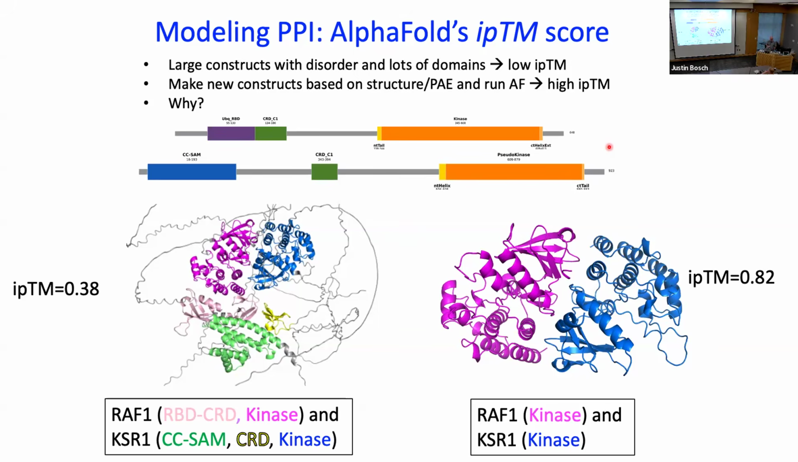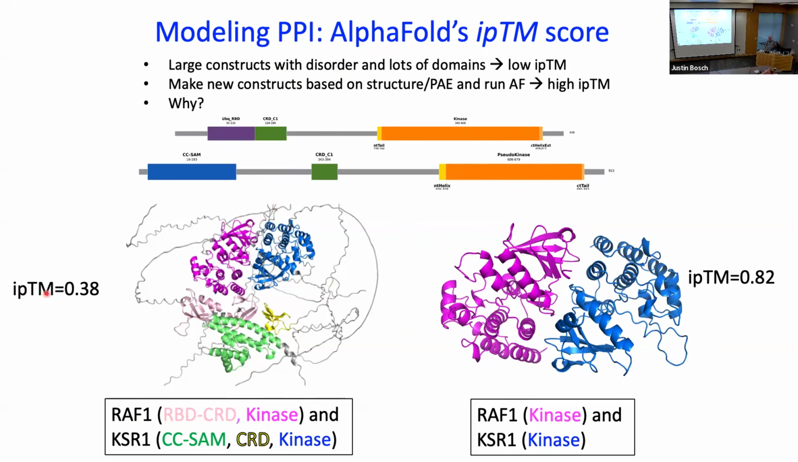So, okay, now we get into ipTM, which is the interface predicted TM score, template modeling score. So the I is for interface. It is not about the interface. The interface has nothing to do with it. Total misnomer. But again, it's predicted TM score, PTM. So here's our same pair of proteins, KSR1 and RAF1. Here are the domain diagrams for the two proteins.